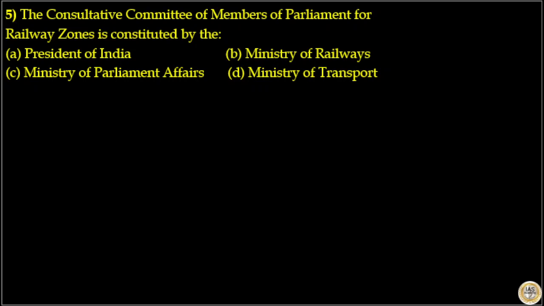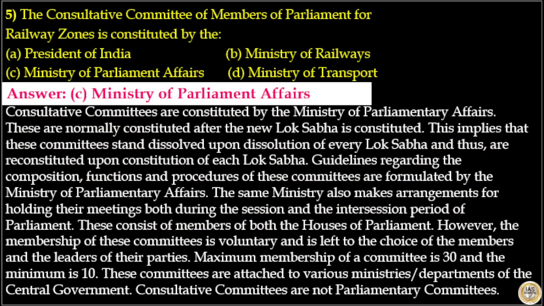The Consultative Committee of Members of Parliament for Railway Zones is constituted by: options are President of India, Minister of Railways, Minister of Parliamentary Affairs and Minister of Transport. The answer to this question is option C, Minister of Parliamentary Affairs. Consultative committees are constituted by the Minister of Parliamentary Affairs. These are normally constituted after a new Lok Sabha is constituted.